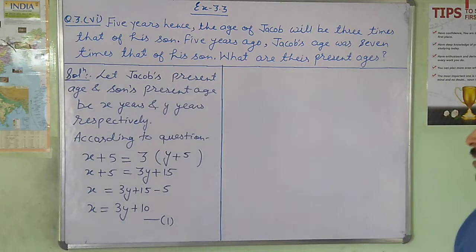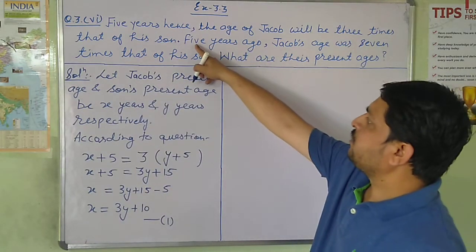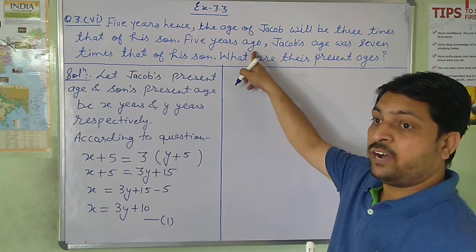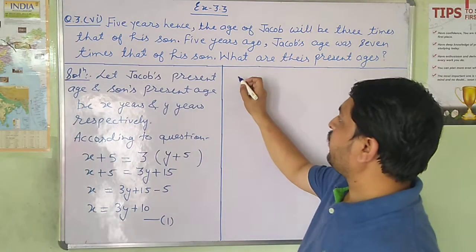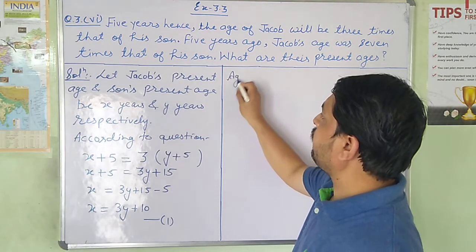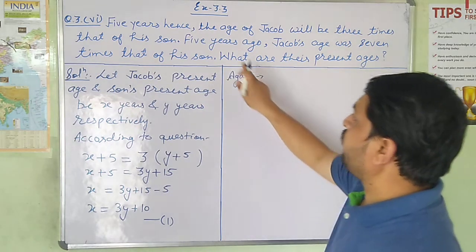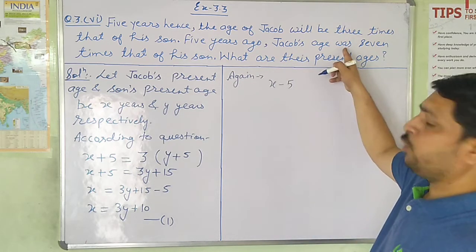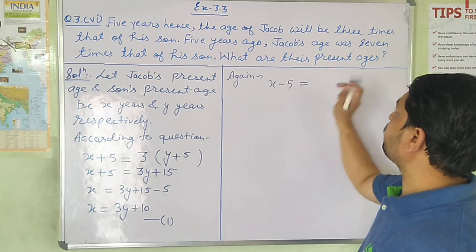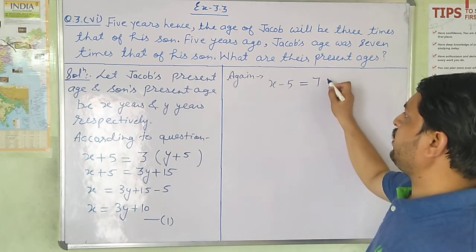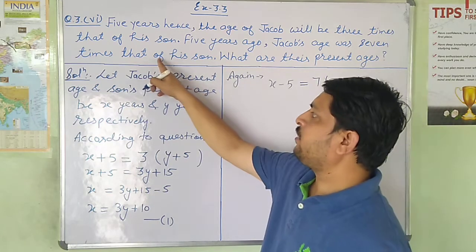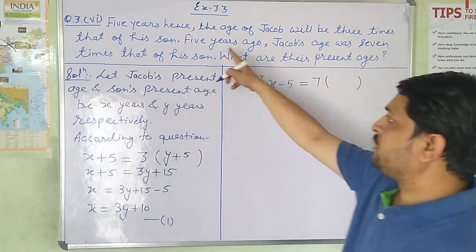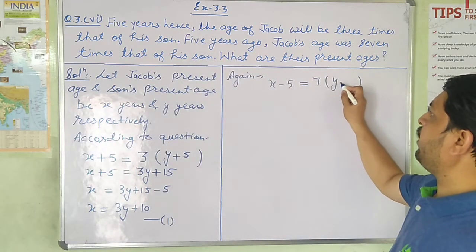Now we are taking the second condition. Second one is 5 years ago. Now Jacob's present age is x years. 5 years ago Jacob's age was x minus 5. Was will represent equal symbol. 7 times, that means 7 multiply that of his son. Now son's present age is y years. So 5 years ago it will be y minus 5.